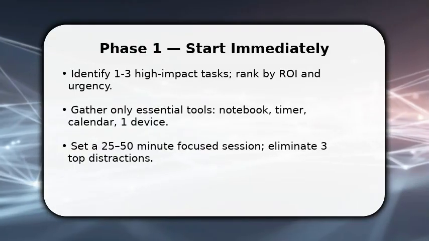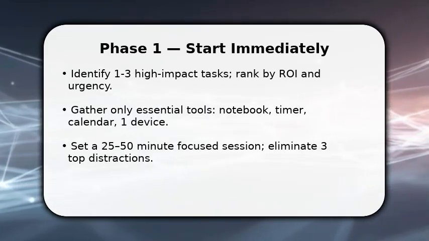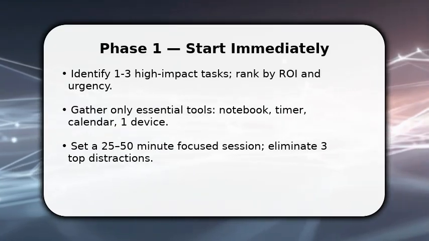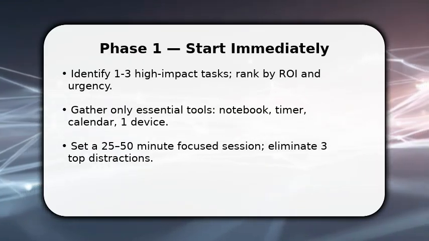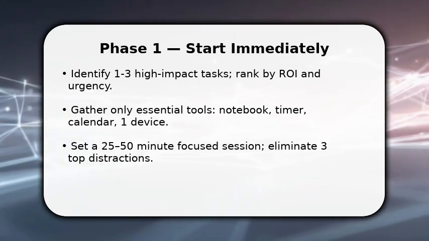You begin by choosing 1 to 3 high-impact tasks and committing to action now. Combine basic prerequisites, required files, one device, and a quick note, then launch a focus session. Set a 25 to 50-minute timer and clear your top 3 distractions: phone, notifications, email.